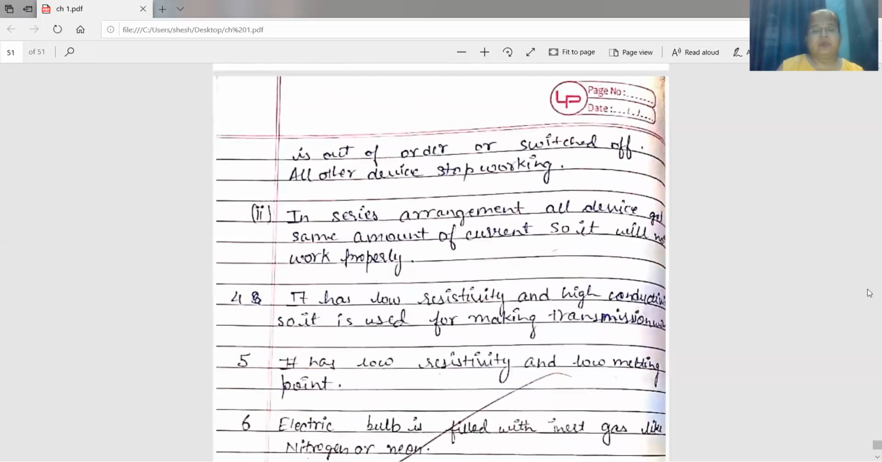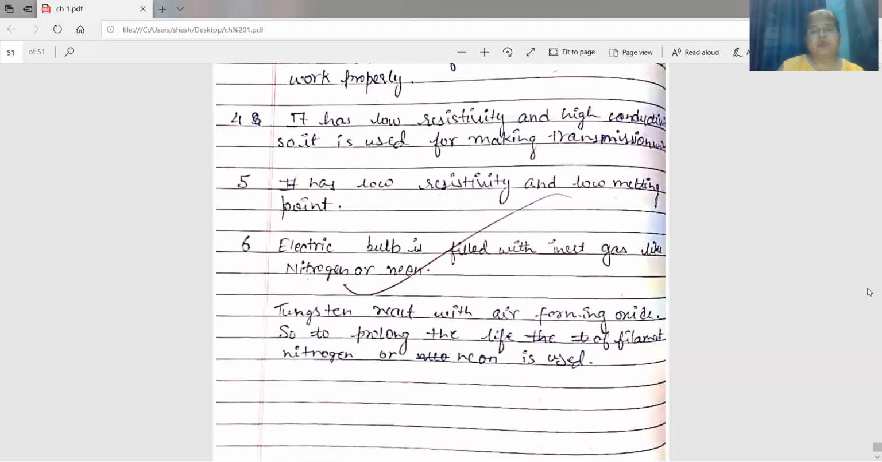Now, your homework for today, one more question can be asked from here. Bulb is filled with nitrogen or neon. Why? Because tungsten will react with air and form oxide. So in order to prolong its life, it is filled with nitrogen and neon.